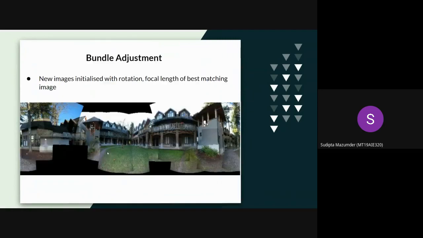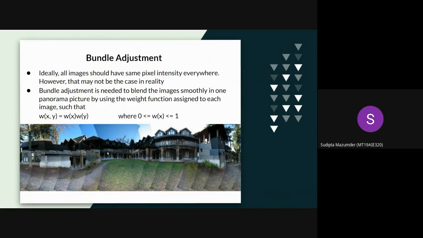Moving to the next slide, now we reach the final step, that is the bundle adjustment. So now we have a panorama, we have removed noise, we have stitched the images together. However, a very important step, blending, needs to be done so that our rotation and focal length and everything matches seamlessly between all the stitched images. So if we go to the next slide, we can see here.